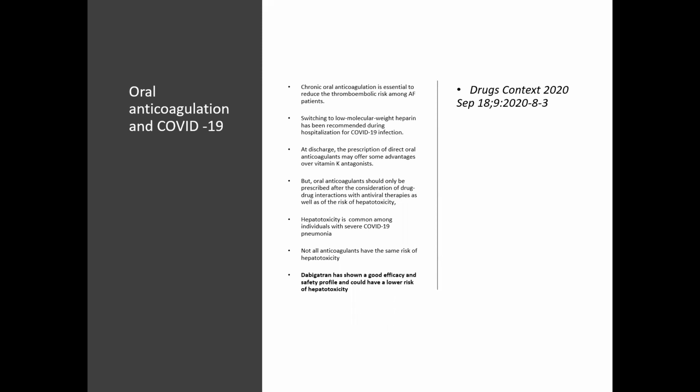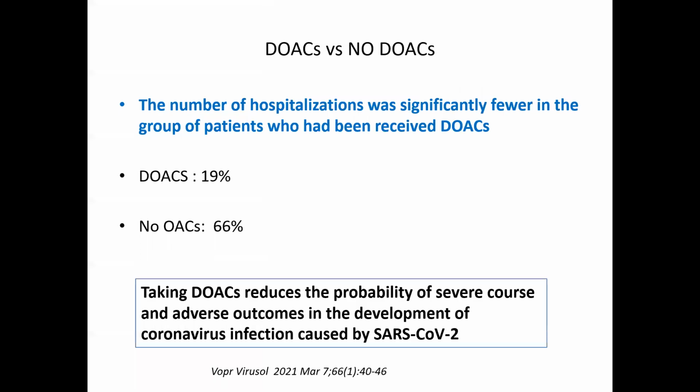Thus, the anticoagulant which has got good efficacy and good safety profile in terms of hepatotoxicity should be chosen, and dabigatran is one of them. Let us see the results which were published in March 21 this year, only a couple of months back. Use of direct oral anticoagulant reduced the probability of severe course and adverse outcome in development of coronavirus infection by SARS-CoV-2.